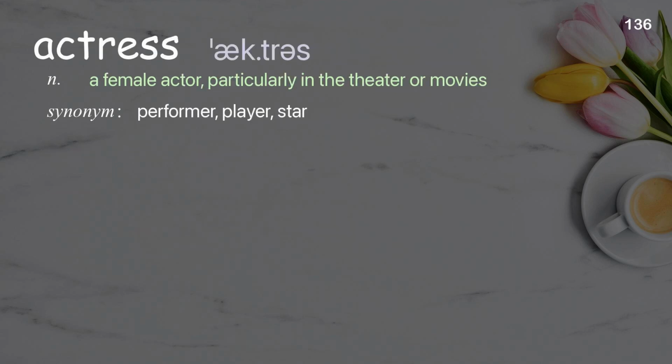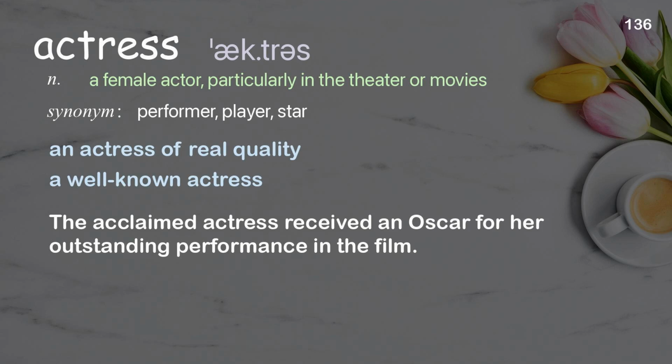Actress. A female actor, particularly in the theater or movies. Examples: an actress of real quality. A well-known actress. The acclaimed actress received an Oscar for her outstanding performance in the film.